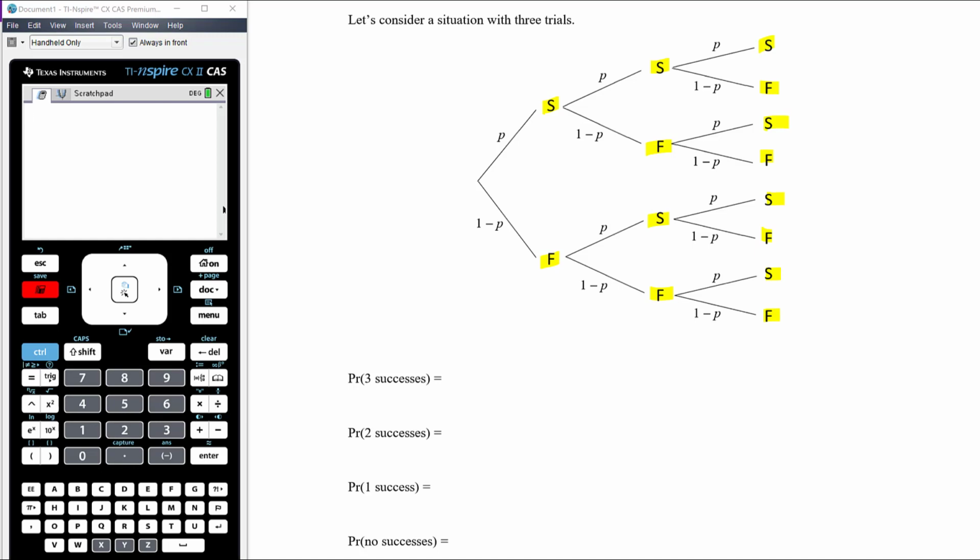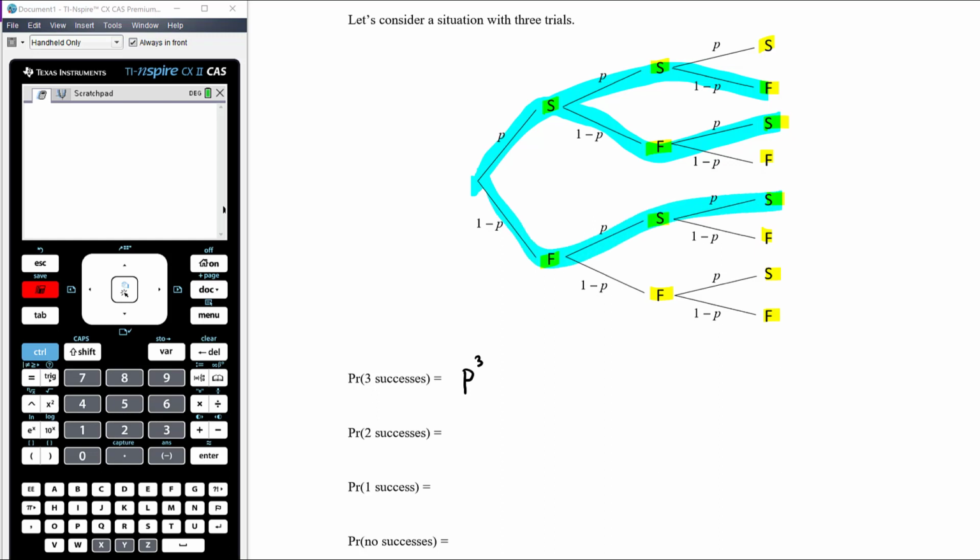So probability of getting 3 successes. We can see that for 3 successes, there's only one branch that connects to 3 successes. That's that branch there. And the probability of getting 3 successes is going to be P cubed. P times P times P. That's nice and easy. Okay, then what about if we could just get 2 successes? We could go down this branch, success, success, failure. We could go along this branch, success, failure, success. Or we could have failure, success, success. So there's 3 different branches that are going to be relevant to having 2 successes.